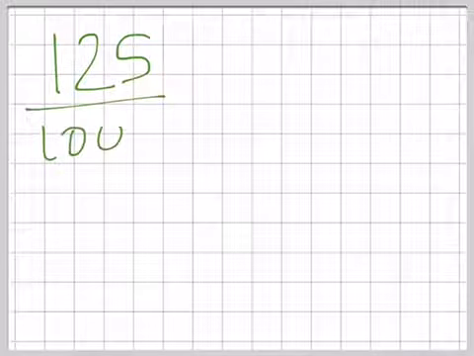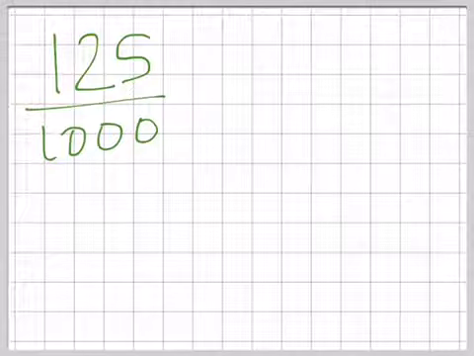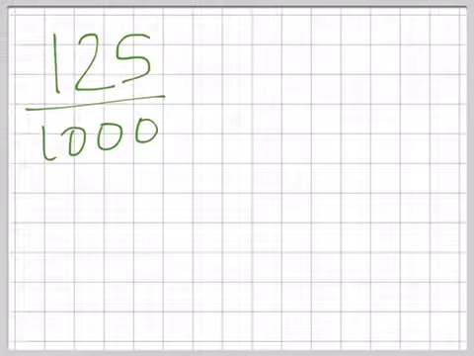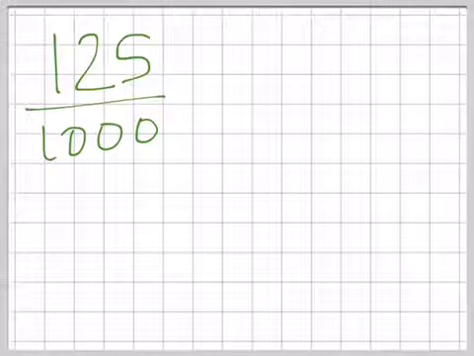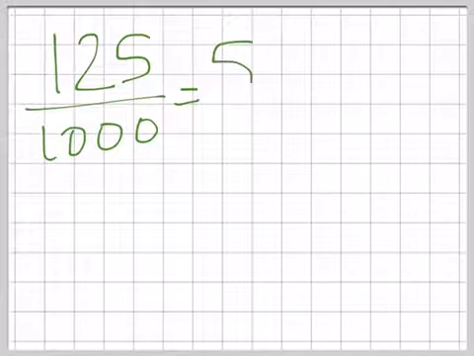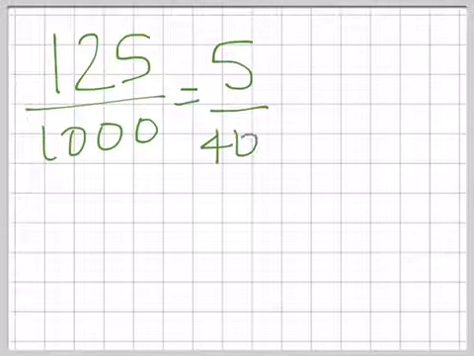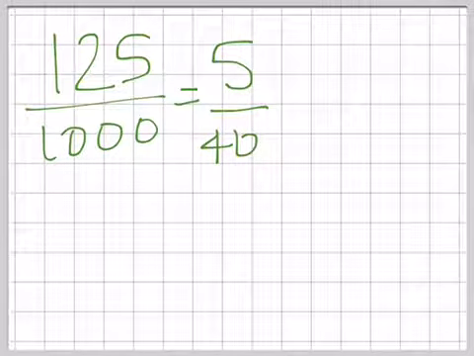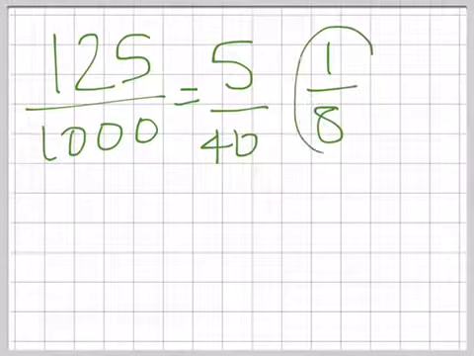125 over 1,000. Okay, to simplify, you can do it in little stages. If we divide by 5 first of all, or maybe 25 actually, we could divide by 25 and that would give us 5 over 40. And then if we divide by 5 again, we would get 1/8.